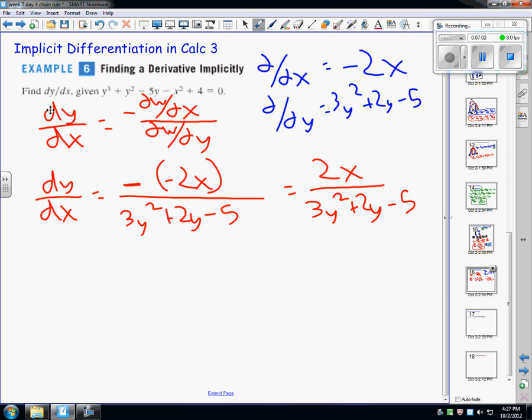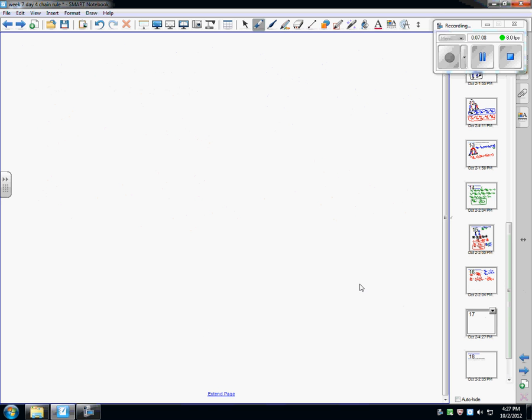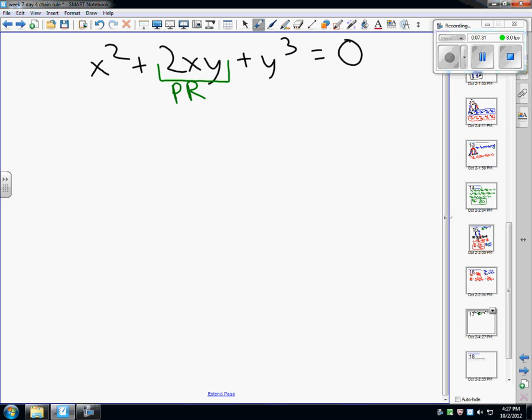if I ever gave you one of these problems, Calc 1 kids always struggled with these. If I made it something like, let's say x squared plus 2xy plus y cubed equals 0. And I'd always want you to do implicit in Calc 1. And the thing kids struggled with was that was a product rule.